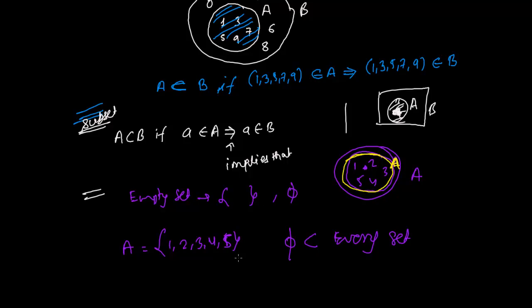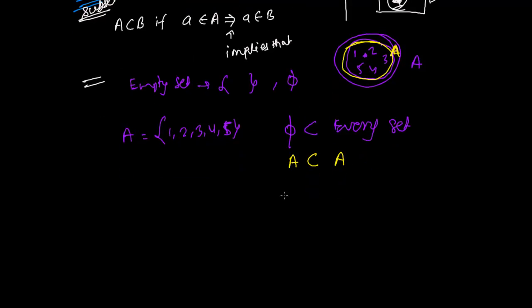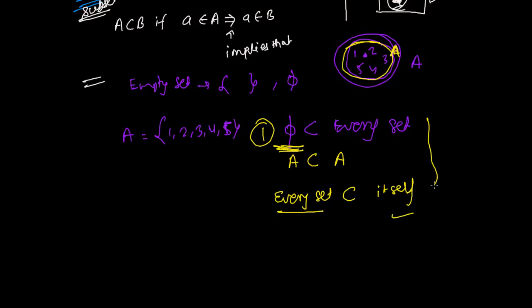So here what I want to say is that set A is itself a subset of A, because every set is a subset of itself. So any set you take is a subset of itself. So keep these two things in mind. First, phi, the empty set, is a subset of every set, and every set is a subset of itself. These two things you need to remember.